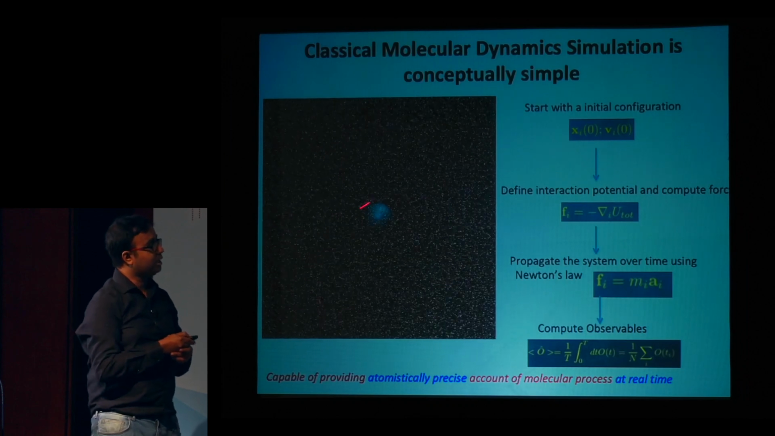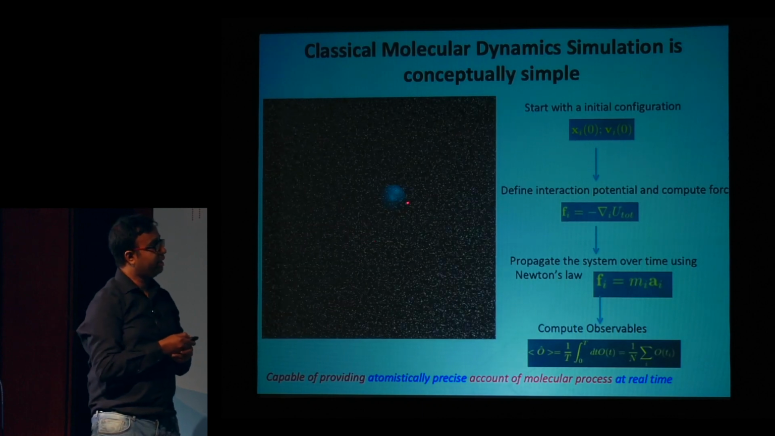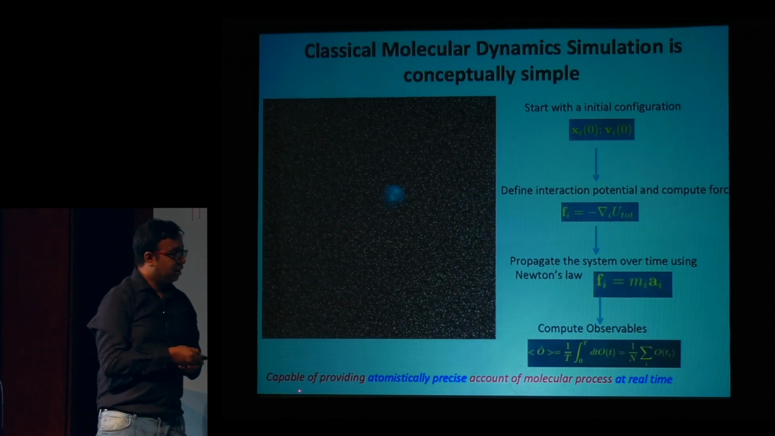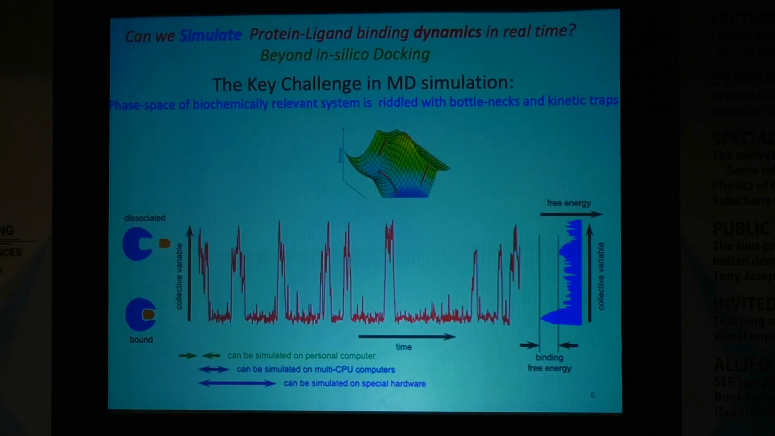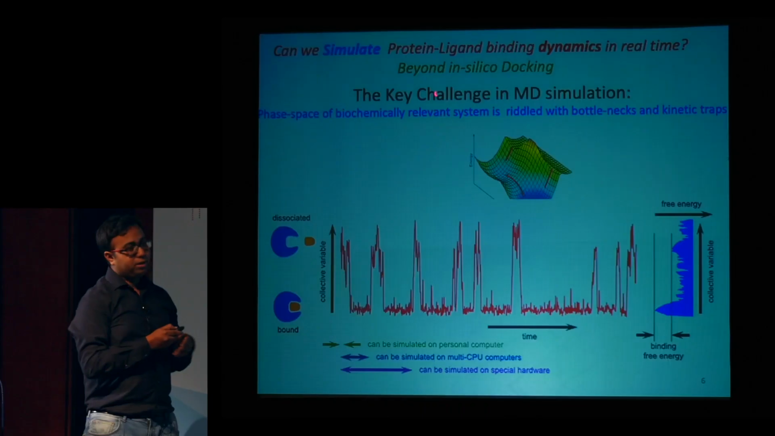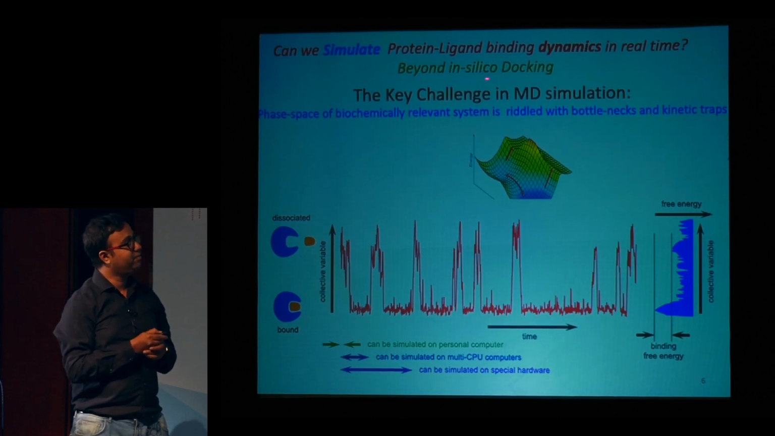So if we believe that this process is classical and one can ignore the quantum mechanical perspective of this particular process, then the advantage is that we can provide an atomistically precise account of the molecular process in real time. But the problem is that these processes depend significantly on the system size that we are interested in, and more importantly, the question is can you now do the same thing when it comes to protein ligand binding dynamics in real time? That means, can we go beyond this idea of in silico docking?